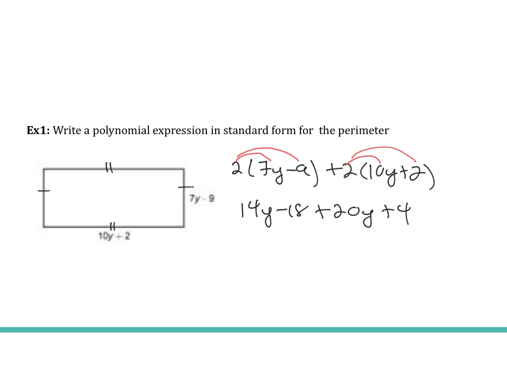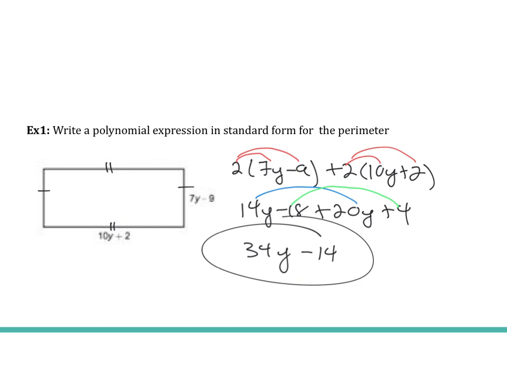And now I want to combine like terms. So I can combine my two y values together, 14y plus 20y, and that will get me 34y. And then I can also combine the negative 18 plus 4, and that's going to give me minus 14. And now I have an expression that represents the perimeter of this rectangle in standard form.